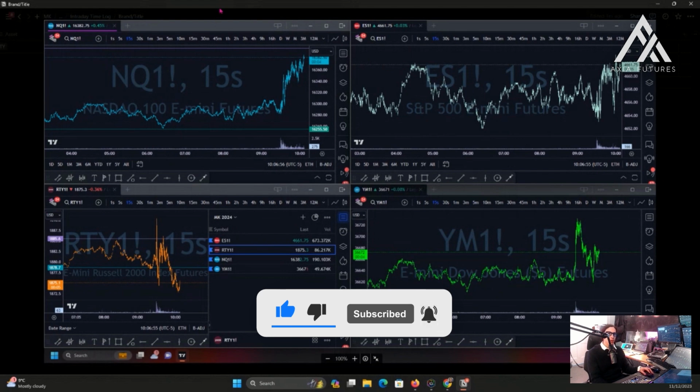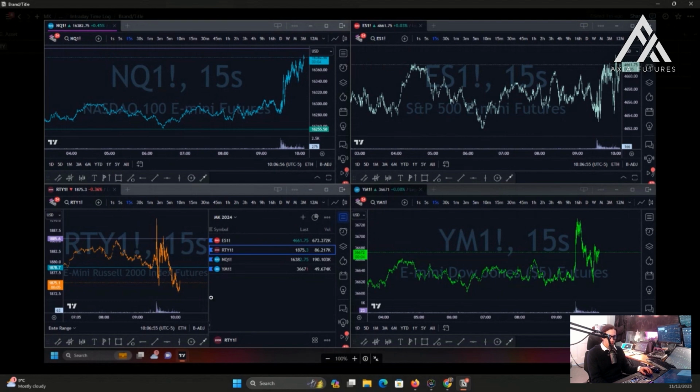So the trade in question today is on the Russell. And sorry, I just don't have my pen on this PC yet. I need to download it, but hopefully you can see my mouse. Where I'm hovering here on the bottom left is Russell. The trade that we took today is essentially this move down on Russell.